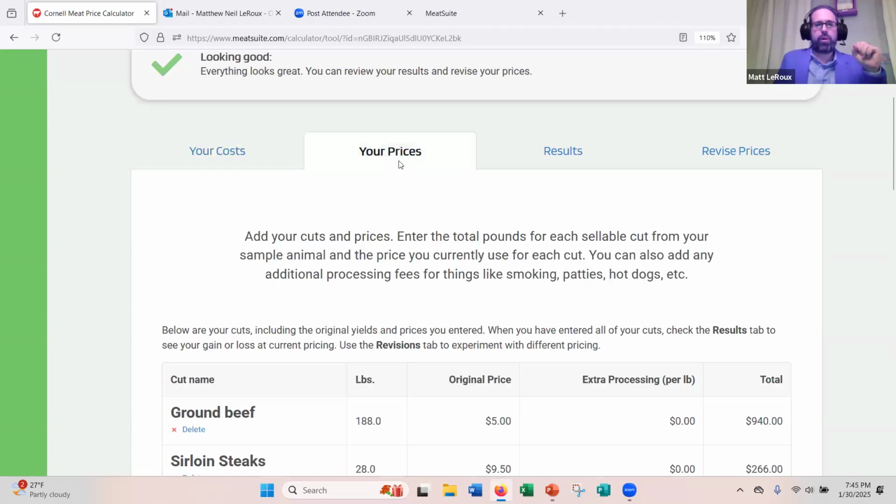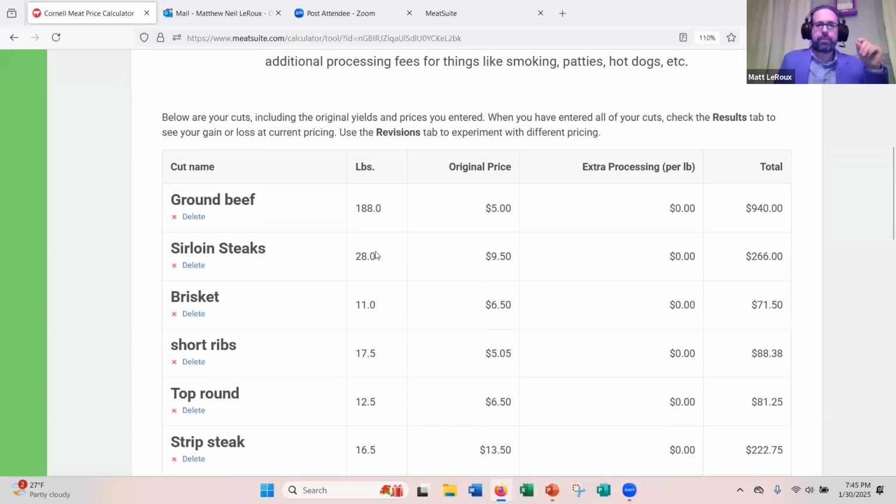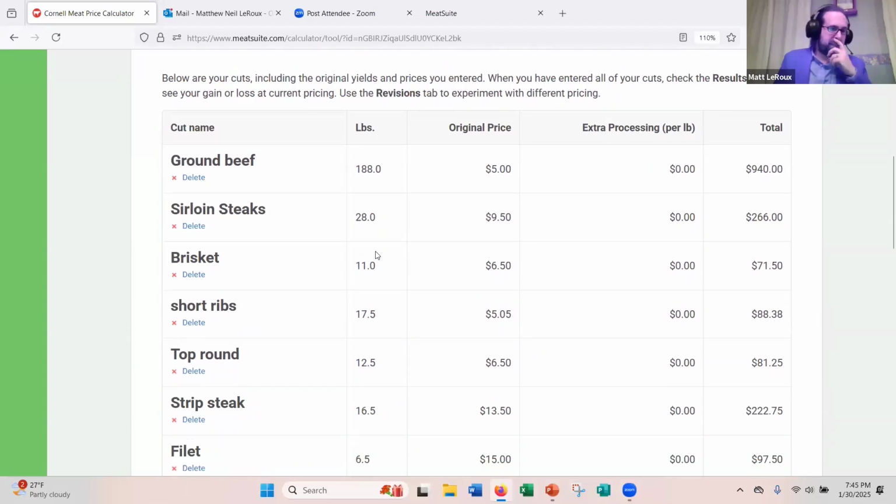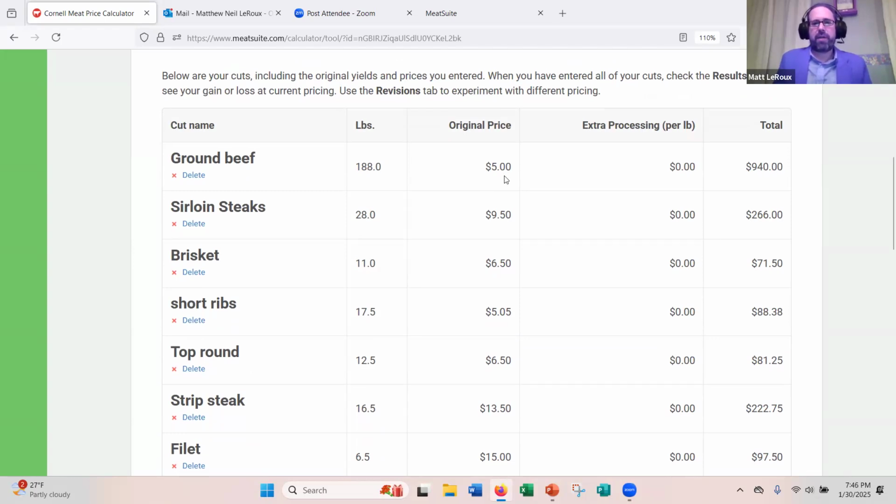We can go to the your prices tab. What you can do on this tab is add your cuts and your prices. You need the total pounds of each sellable cut from your sample animal or your average from a group, and the price that you're currently using to sell that. So I've already populated this because you would not want to watch me try to type all this in while we were online together. So this is all typed in here. I've got ground beef. I'm getting 188 pounds out of that 605-pound carcass. And let's just say I'm currently selling at $5. So that's how that one went in.